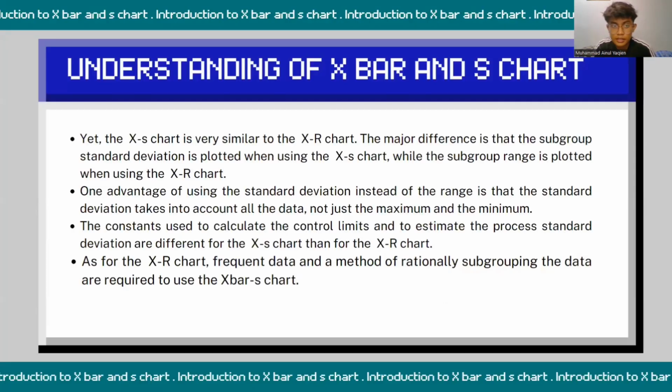So, understanding the X bar S chart. The X bar S chart is very similar to the X bar R chart. The major difference is that the subgroup standard deviation is plotted when using the XS chart, while the subgroup range is plotted when using the XR chart. One advantage of using the standard deviation instead of the range is that the standard deviation takes into account all the data, not just the maximum and the minimum. And the constants used to calculate the control limits and to estimate the process standard deviation are different for the XS chart than for the XR chart.